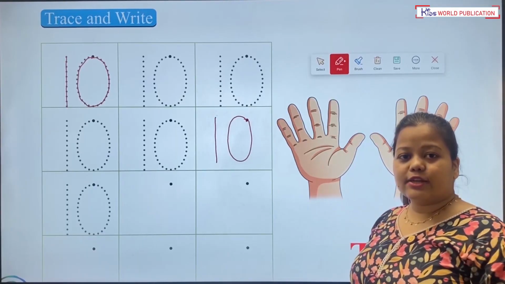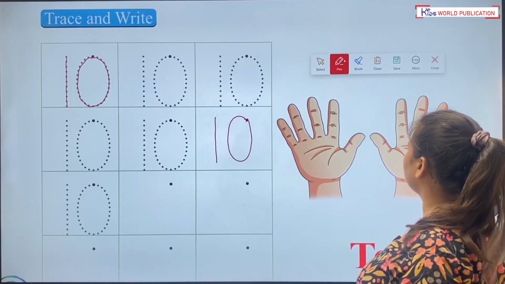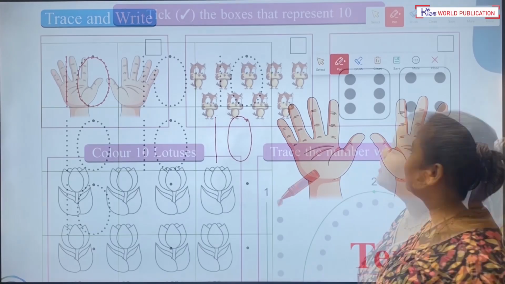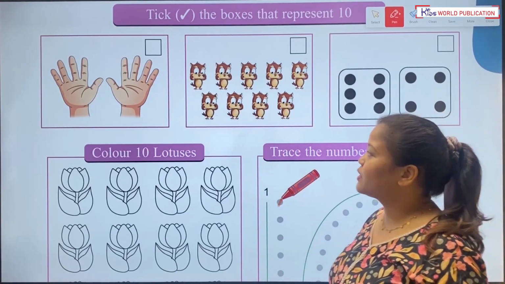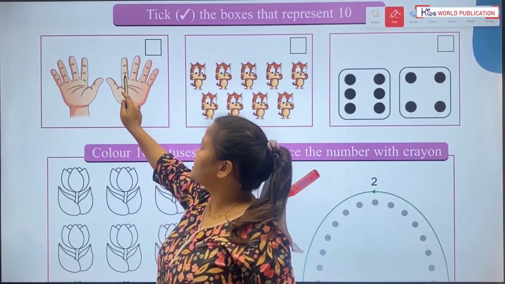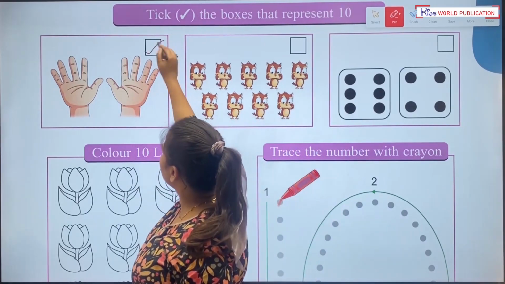How many fingers can you see here? 1, 2, 3, 4, 5, 6, 7, 8, 9, 10. There are 10 fingers. T-E-N, 10. Tick the boxes that represent 10. Count the fingers. 1, 2, 3, 4, 5, 6, 7, 8, 9, 10. There are 10 fingers, so we will tick the box.